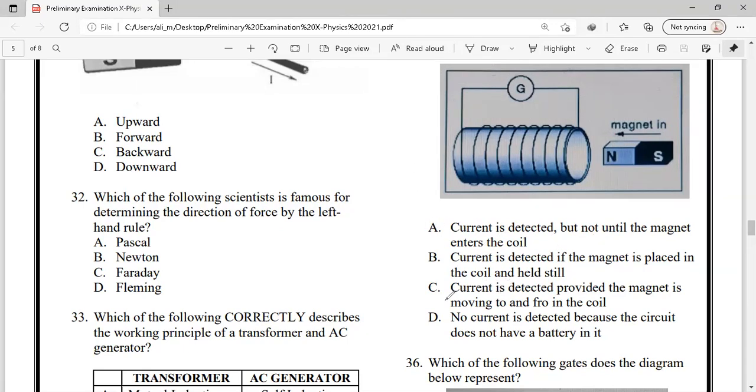So let's see which answer is correct. Current is detected provided the magnet is moving to and fro in the coil. So option C is the correct answer. The bar magnet moving to and fro around the coil, till then there will be an induced current in the coil or solenoid that will be detected by the galvanometer. So option C is the correct answer.